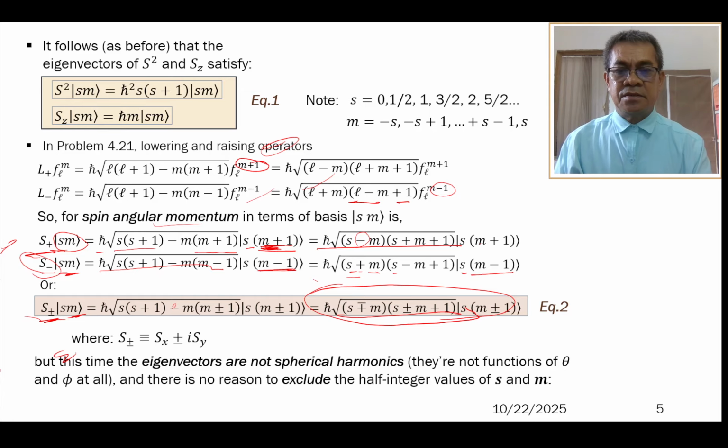Okay, so the spin wave function, the eigenvector of the spin, will depend upon the spin S and also the value of m. Okay, so that's it.